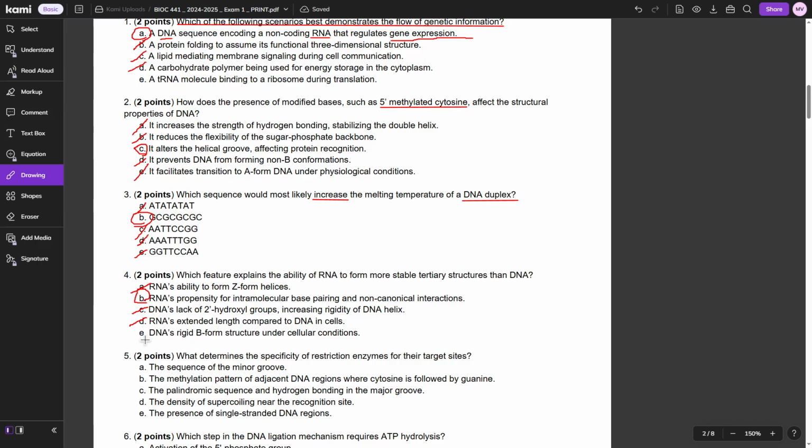And DNA's rigid B form under cellular conditions. That doesn't really explain why RNA forms more stable tertiary structures. It says that DNA forms rigid B forms, sure, but that doesn't explain why RNA has a more stable tertiary structure. I would need it to say something like, the RNA has a very stable A form because of extra OH bonding from the 2' OH or something like that. You know what I mean? This doesn't really explain why RNA has a more stable tertiary structure. It kind of just says that DNA has a rigid structure under the cellular conditions. So I'd probably go with B as the answer to that one.